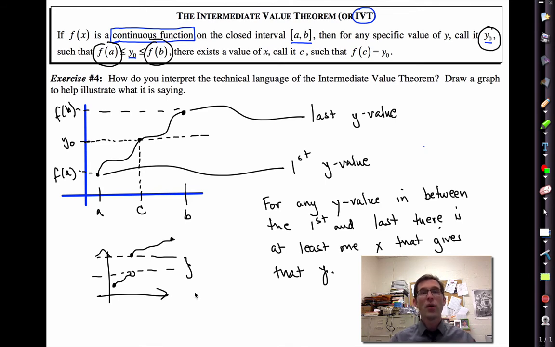All right, well, pause the video now and write down what you need to, and then we'll do a few problems involving the Intermediate Value Theorem. All right, going to get rid of it.